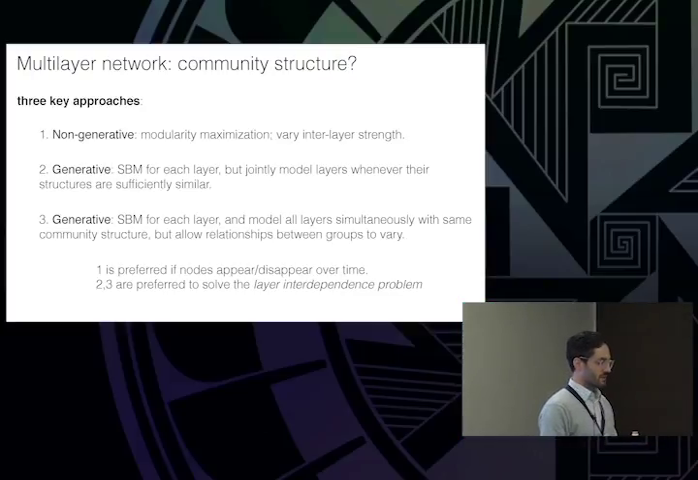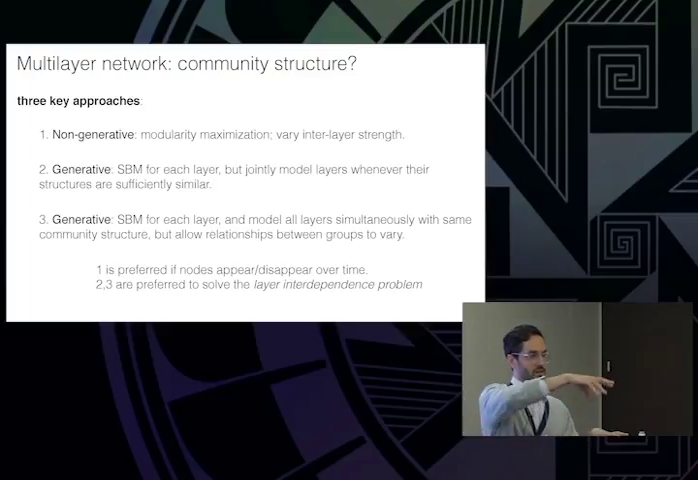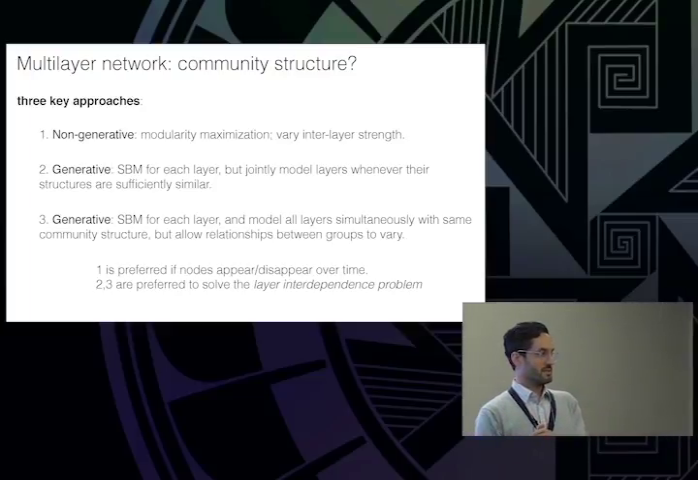Another generative approach is to have a stochastic block model for each layer, and we model all the layers simultaneously with the same community structure, the same division into groups, but allow the block matrix to differ. So allow the relationships between the groups to vary. Let's say when we're in this room, we're all in one group. But when we're outside of this hotel, we're in a different block structure where, even though we were connected within the room, outside of the room, we're disconnected.